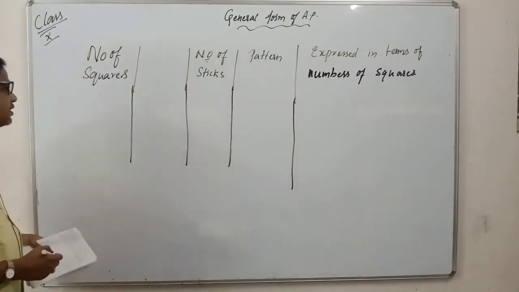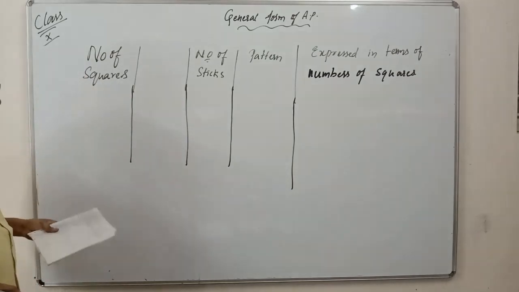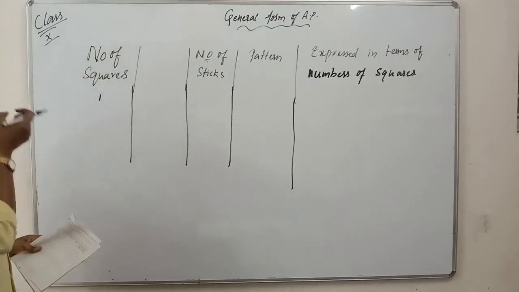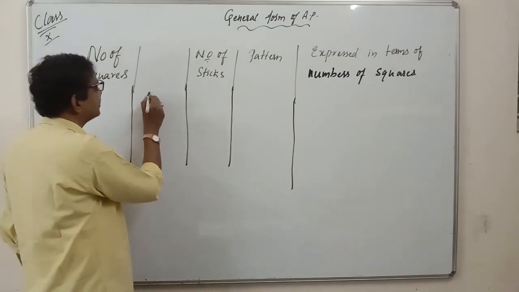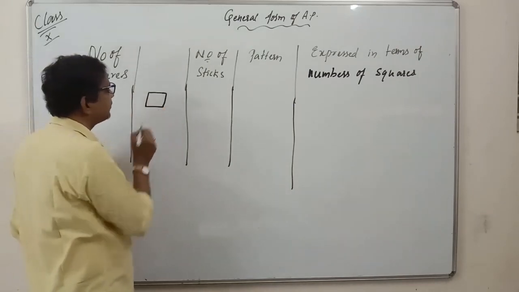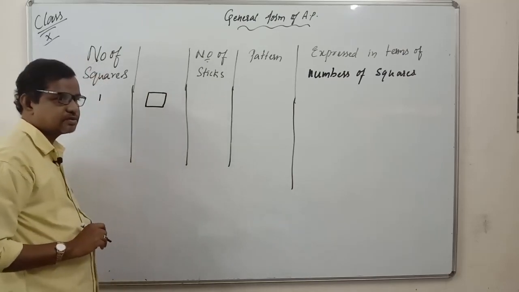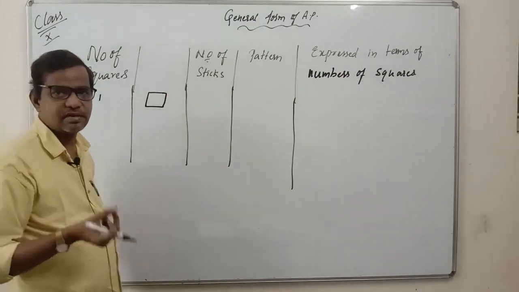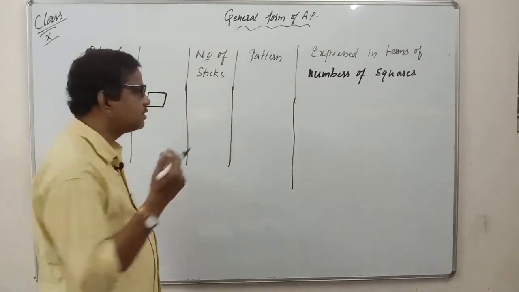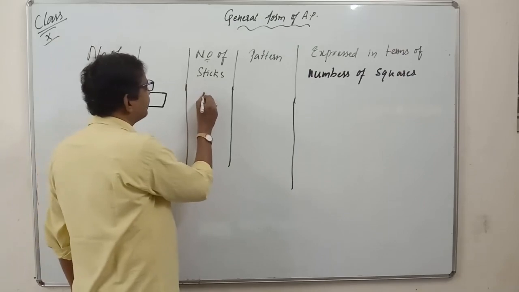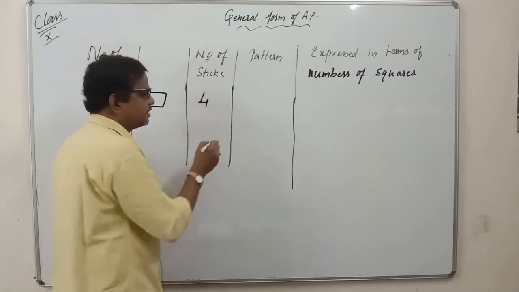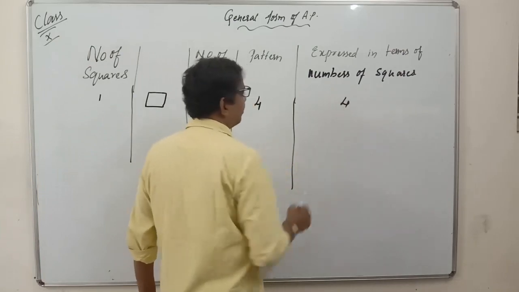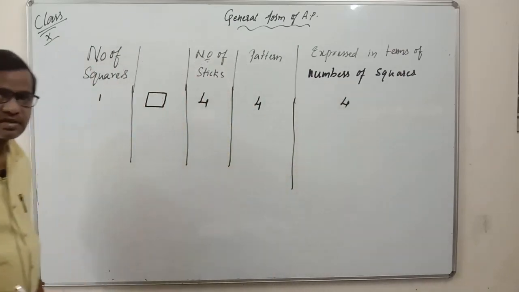So first we'll go with number of squares. The first is number 1. We have only one square. So how many sticks are we using to make a square? For example, if you take matchbox sticks, how many sticks will you take generally? We'll take 4 sticks, no? So 4 sticks we are using. Same pattern will be 4, and expressed in terms of squares will be 4 only. Why? Because we are using only 4 sticks there.